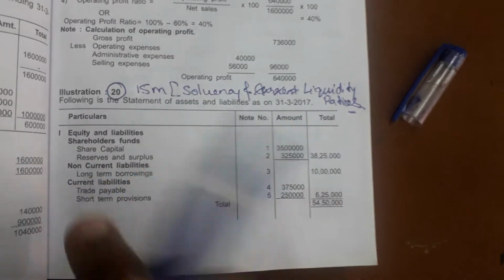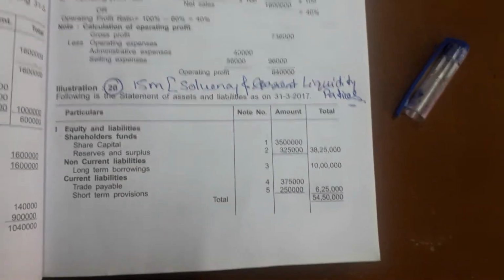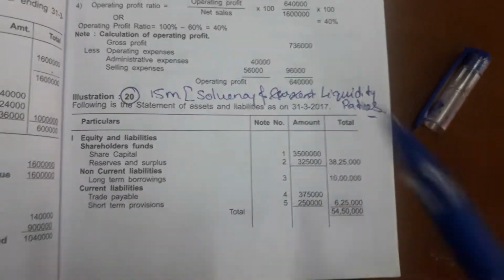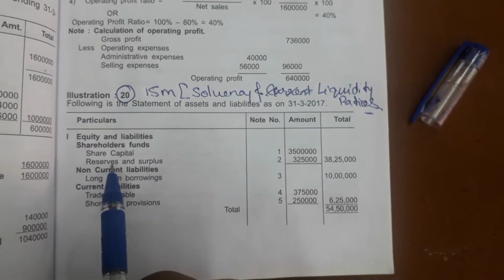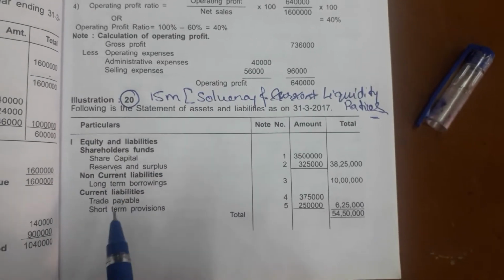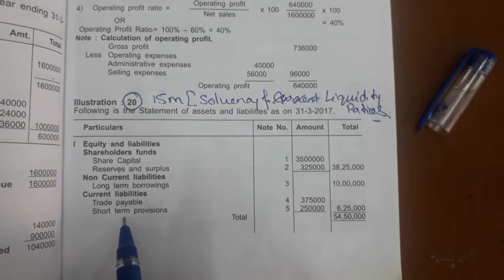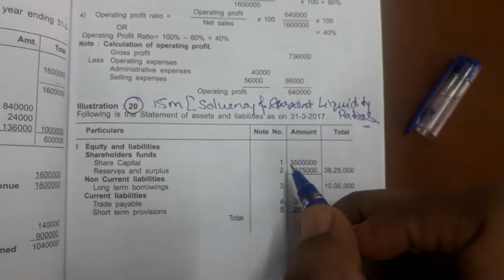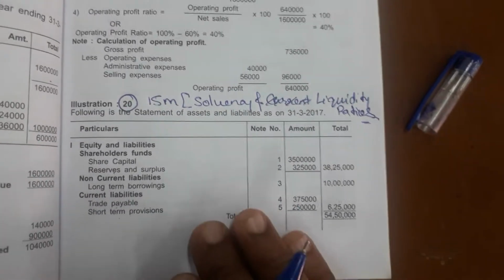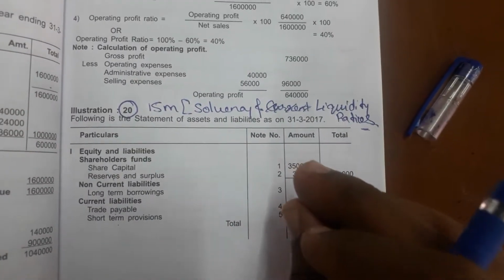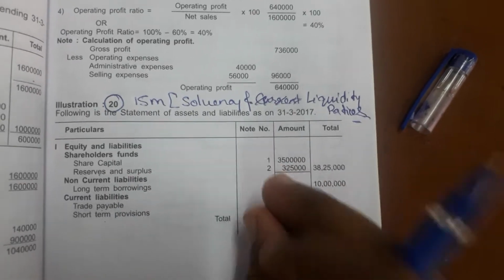Here comes the total format with assets and liabilities. Share capital is there, reserves and surplus, long term borrowings, trade payables, short term provisions. Now under these, notes are being passed. For this chapter, these notes are very important.